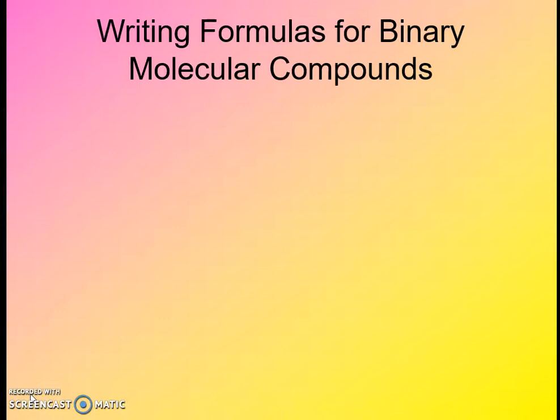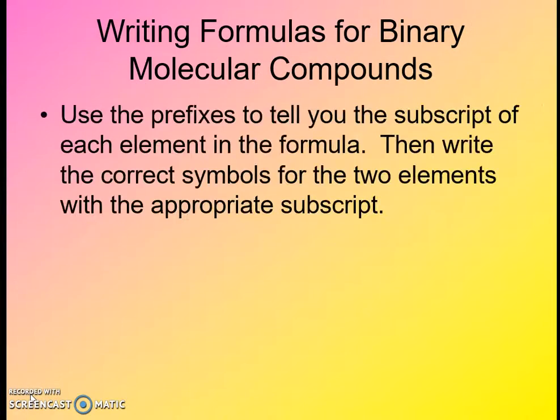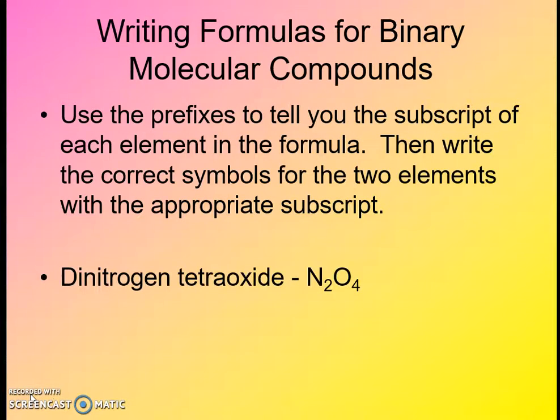So to get the formulas, simply use those prefixes to tell you what the subscript is in its formula, then put them in the correct order, with the appropriate subscript. So dinitrogen tetraoxide, so now we're going to keep the symbols in the same order as the names in the name of the compound. So nitrogen's first, so it's first in its formula. Dinitrogen, that tells us subscript of 2. Tetraoxide, and tetra tells us subscript of 4, so N2O4.